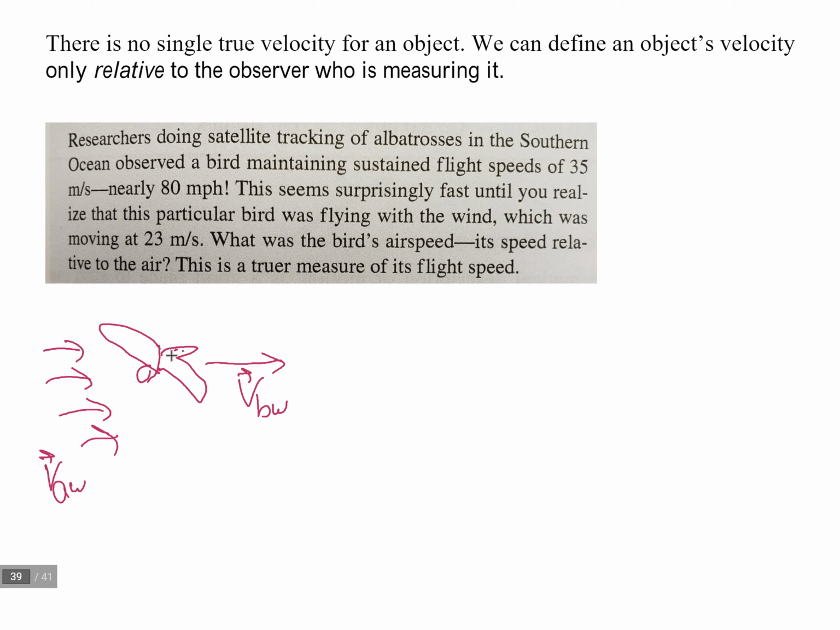Now, what do we know? Well, from the problem, everything's in the x direction here. So we know that the velocity of the bird relative to the water, we measured it to be this, 35 meters per second. And we know that the wind was moving at 23 meters per second. So that is the velocity of the air relative to the water. It was 23 meters per second.